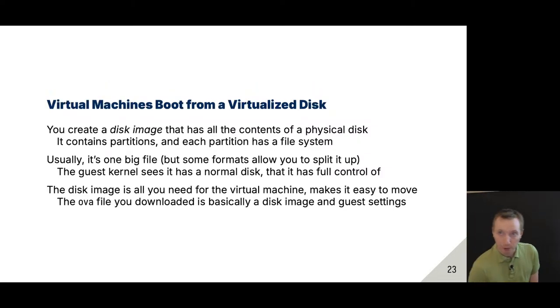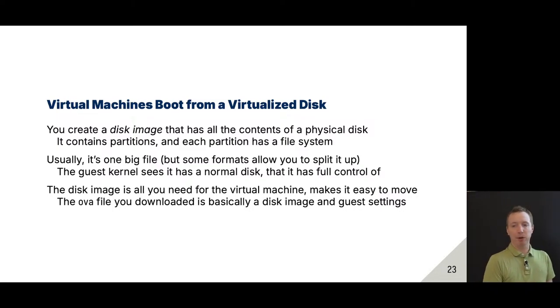Other things about virtual machines, well, the only thing a virtual machine actually needs is, like your computer, an operating system on your hard drive. So virtual machines work the same way. They boot from a virtualized disk, so that is what you set up when you set up your virtual machine. The main thing that you set up was you installed Debian to a virtualized disk, also called a disk image, that has all the contents of a physical disk.